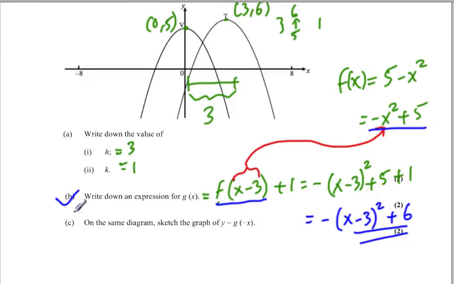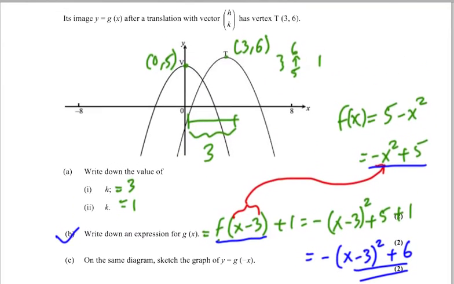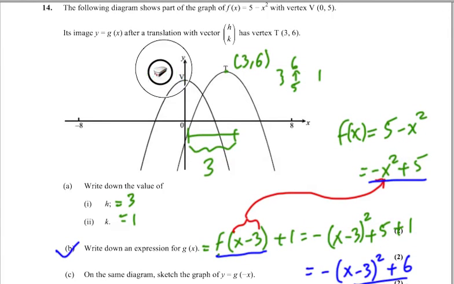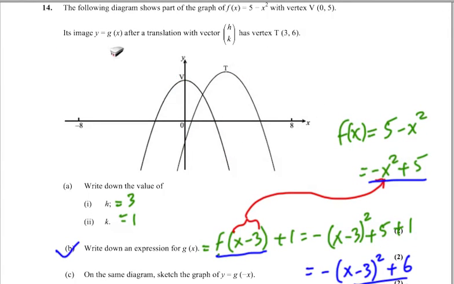Okay. On the same diagram, sketch y is equal to g of negative x. So this is our g, and we have to sketch y is equal to g of negative x. So what I'm going to do is just erase some numbers and things like that. But this is our g, so let me actually get this original g in red. So this is the original g. Okay, this is the original g.